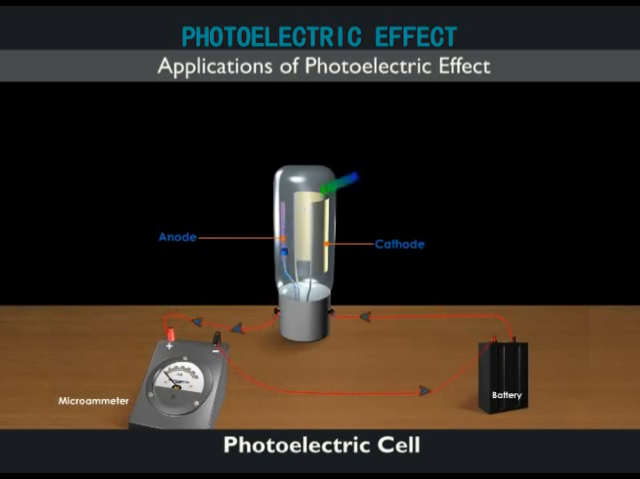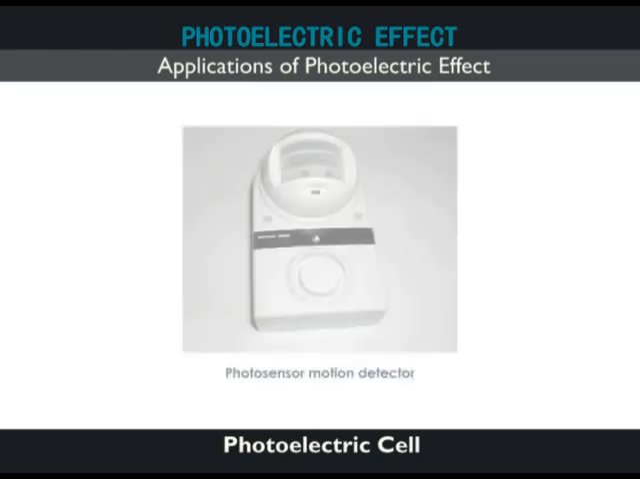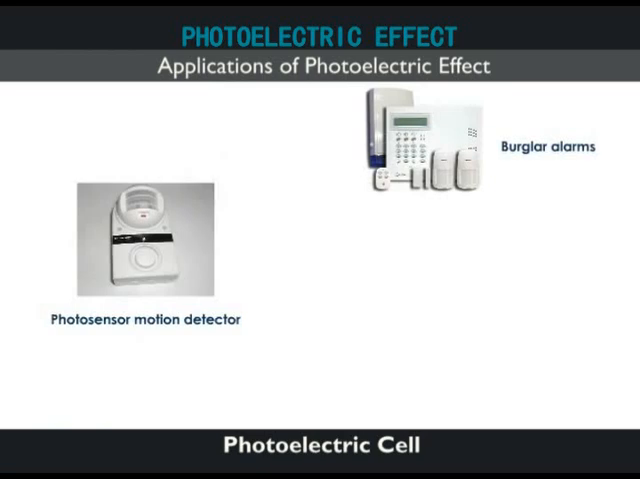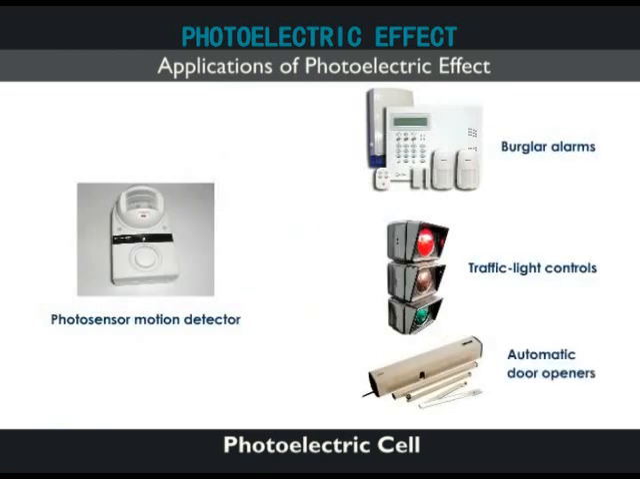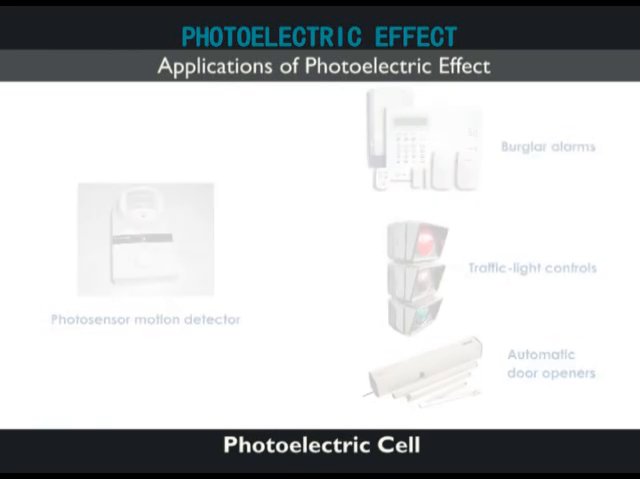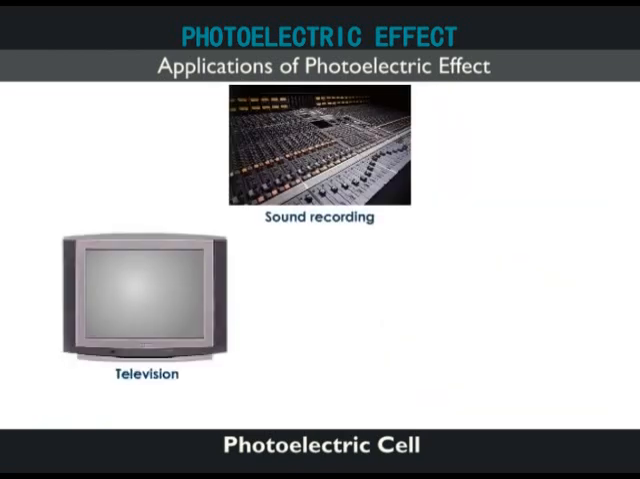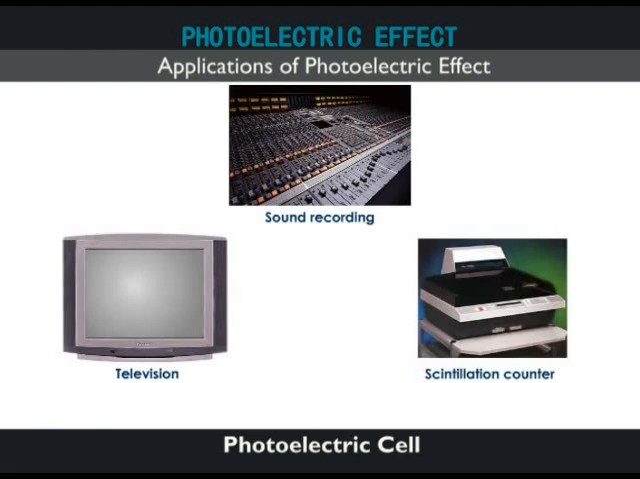Phototubes are either evacuated or filled with an inert gas at low pressure to achieve greater sensitivity. It is applied in photosensor motion detectors used in burglar alarms, traffic light controls, and automatic door openers. Others are used in sound recording, televisions, and scintillation counters.